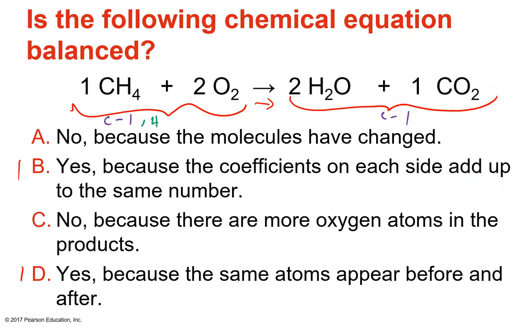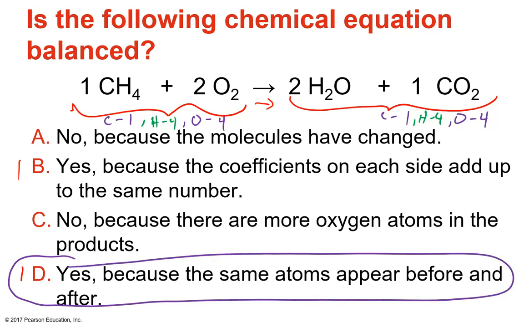Hydrogens. How many hydrogens are on the left-hand side? 4. How many hydrogens on the right-hand side? 4. All right. So far, so good. I changed back to purple. How many oxygens on the left-hand side? 4. How many on the right-hand side? 4. So it has the same atoms before and after because it has the same number of carbons, same number of hydrogens, and same number of oxygens. So that's the correct answer.